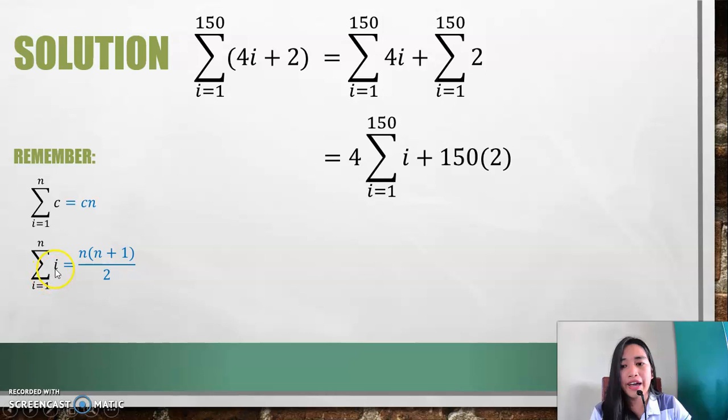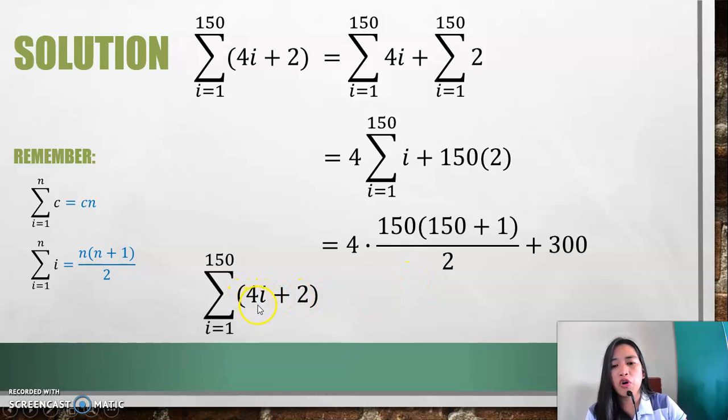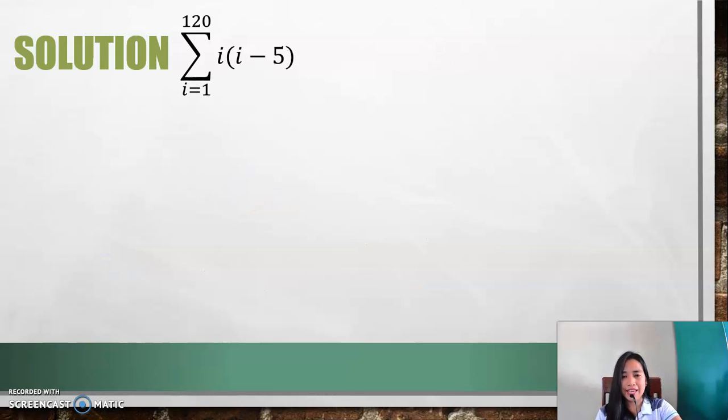So, unsaon na po nato ni pag-evaluate? So, we have the summation of i. Kani ang formula nga gamiton. So, therefore, applyan nato ni siya ani nga formula. So, we have 4 times this one plus 300. And our n is 150, and n plus 1 is 150 plus 1. So, there you have it. So, simplify further. The summation of 4i plus 2 from i equals 1 to 150 equals 45,600. So, easy lang siya if you know the properties of the sigma notation. Okay? So, let's proceed to our second example.